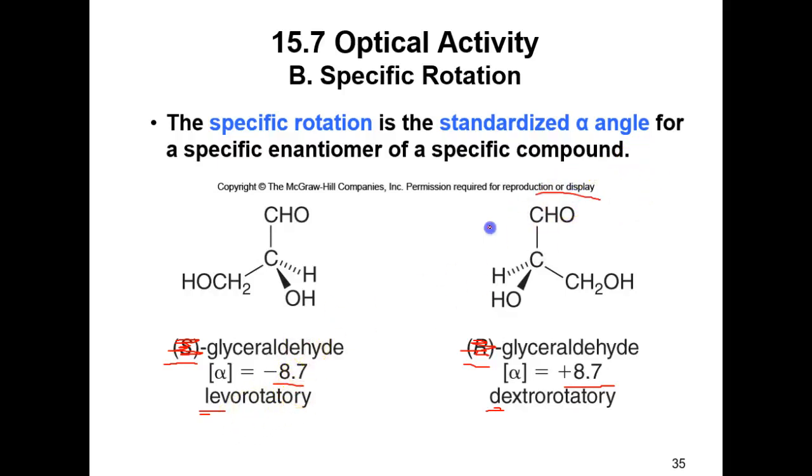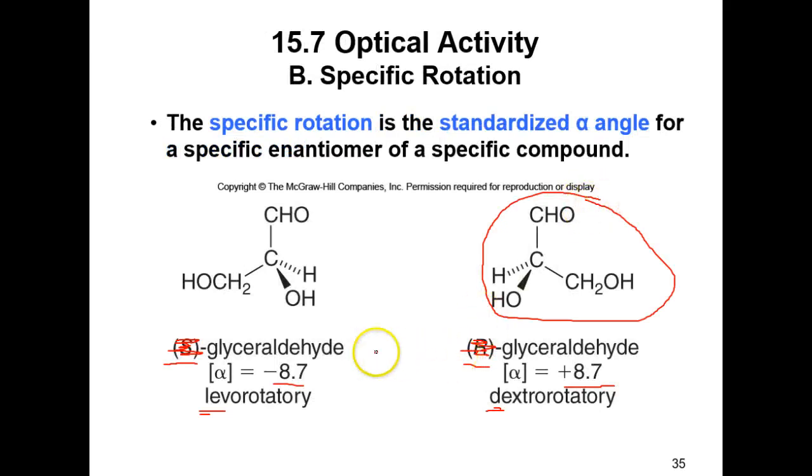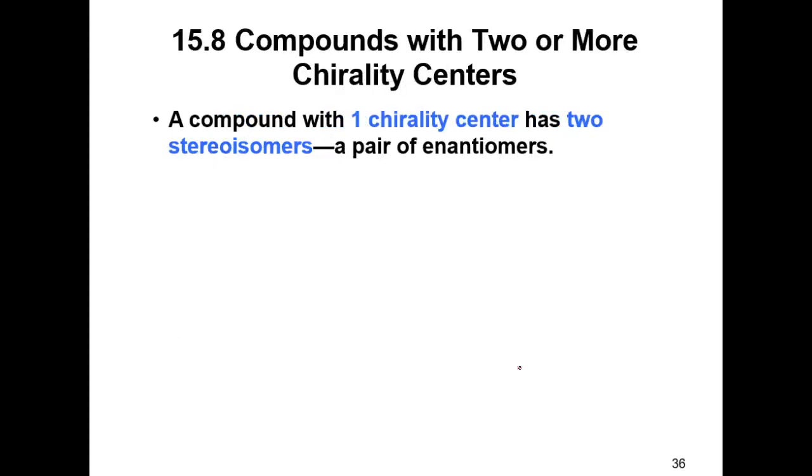So this enantiomer, if you put it in the plane polarized light, is going to rotate the light positive 8.7 degrees, where L-glyceraldehyde will go the opposite way. And you can either use plus or D, okay? So this is either minus glyceraldehyde or L-glyceraldehyde. This is either plus glyceraldehyde or D-glyceraldehyde. Let's stop here because 15.8 is a totally different concept.